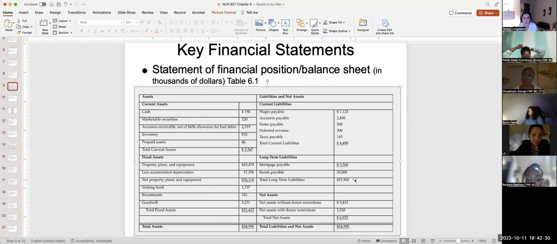Okay, that's long-term liability. So this is what is owed. This is what the firm owns. So the remainder, what's left over when you take assets minus liabilities, is the profit or the income, or in this case, we call it net assets. For a healthcare organization or the healthcare sector, for not-for-profit, it's called net assets. And it's distinguished between net assets without donor restrictions and net assets with donor restrictions.